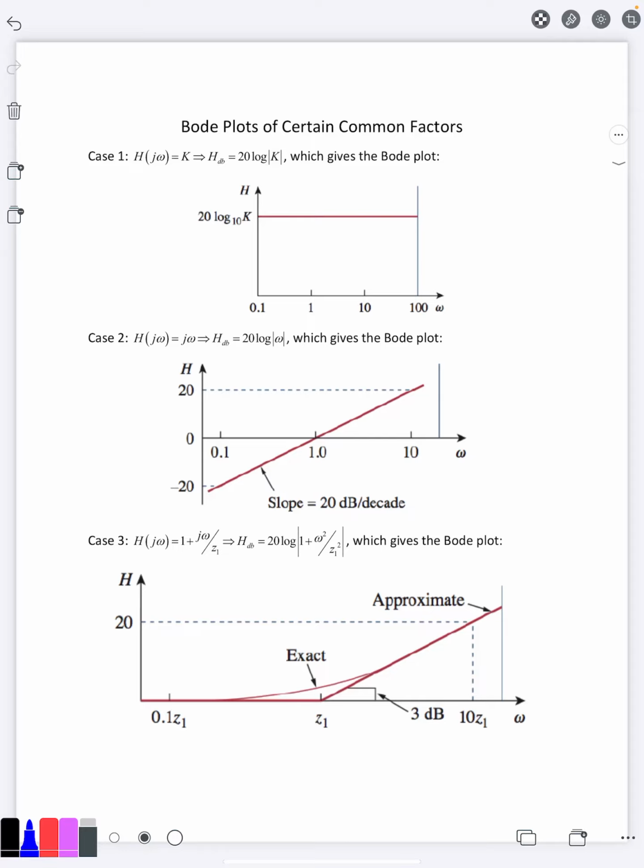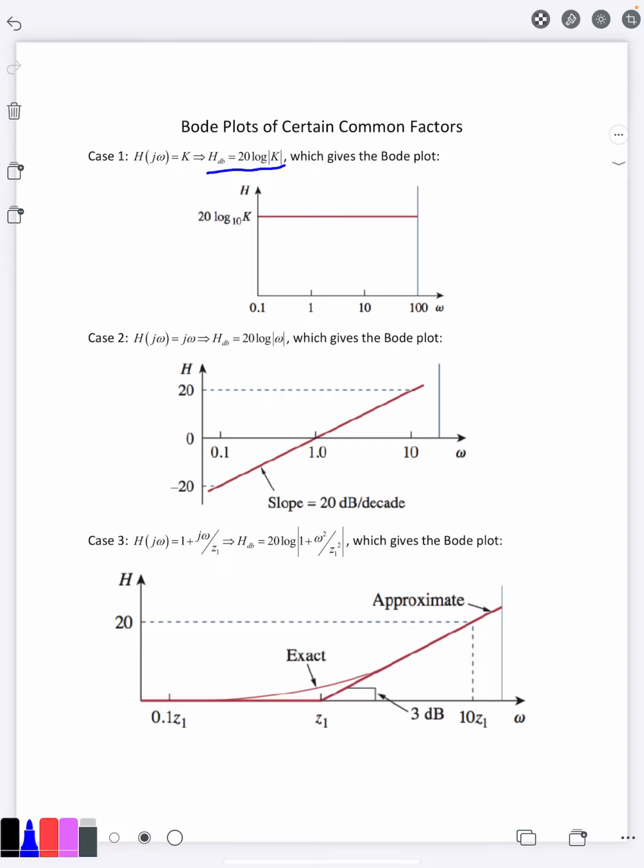For the first one, it was just the constant in front of the transfer function, the k there. If you look at the decibel formula for that, just the k, you have 20 log absolute value k. So what that means is no matter what omega is, it's the same value, 20 log k. That is a constant, and so our graph, even on the log scaling, is going to be a perfect horizontal line here.